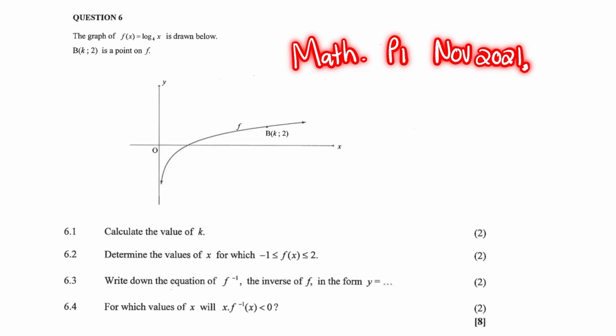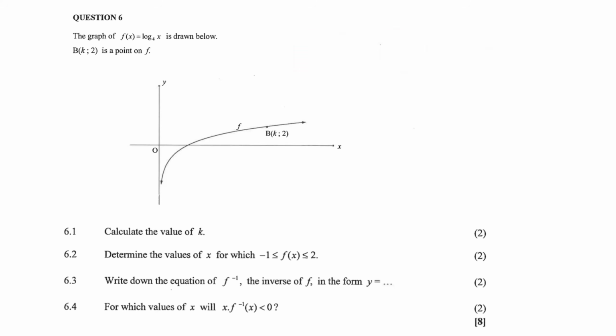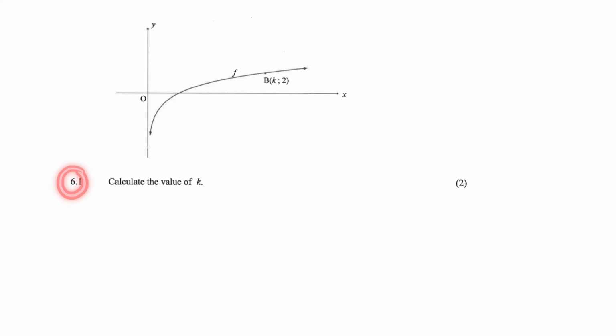We are moving on with Mathematics Paper 1 of November 2021. Let's start with question 6. It says the graph of f(x) = log₄x is drawn below. B, a point on the graph, is (k; 2). 6.1. Calculate the value of k.